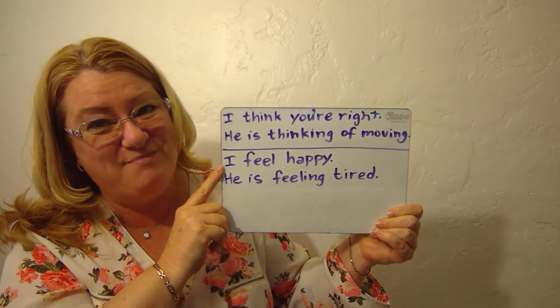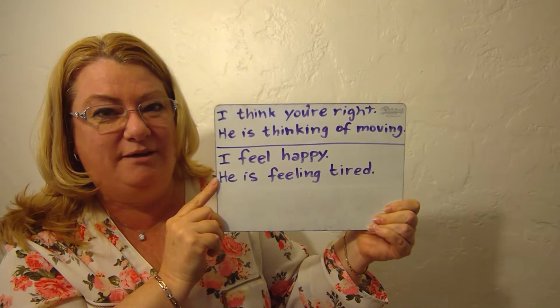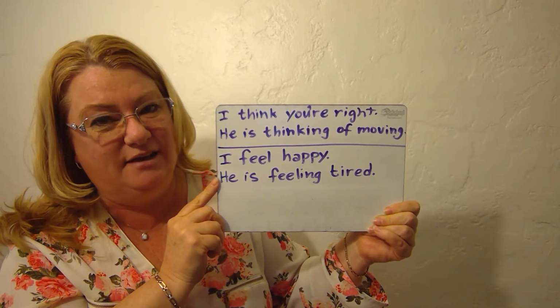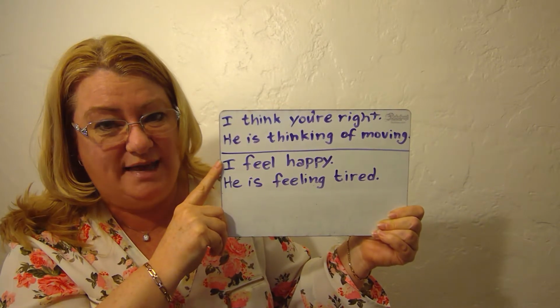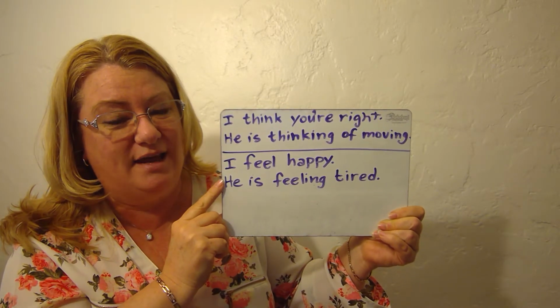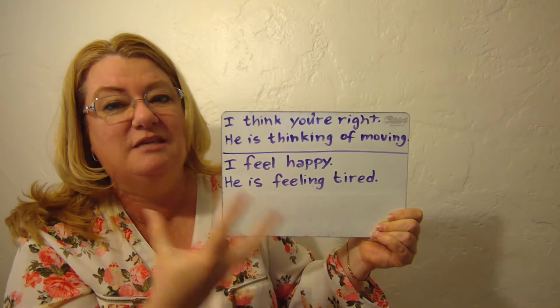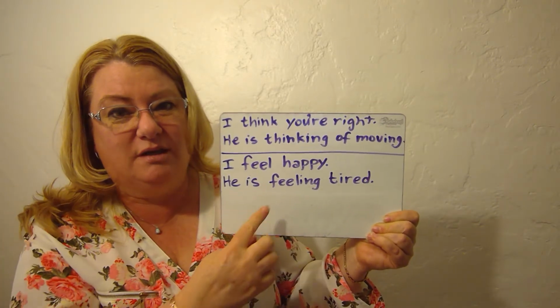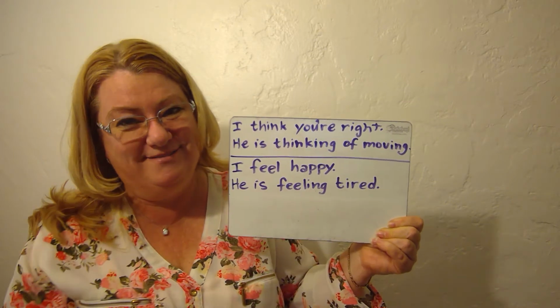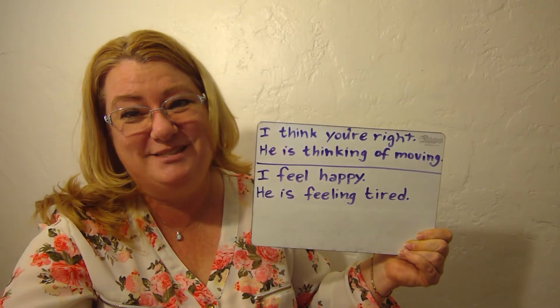I feel happy. He is feeling tired. Now here is your stative sentence and this is your dynamic because he's doing something. He's feeling an emotion and he's doing something because it will have a beginning and an end. These are your example sentences.